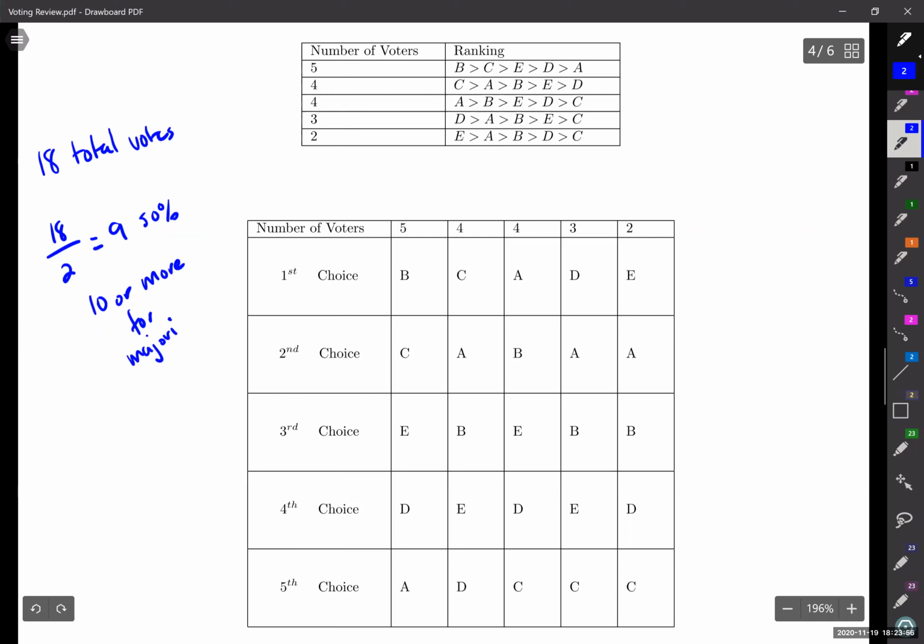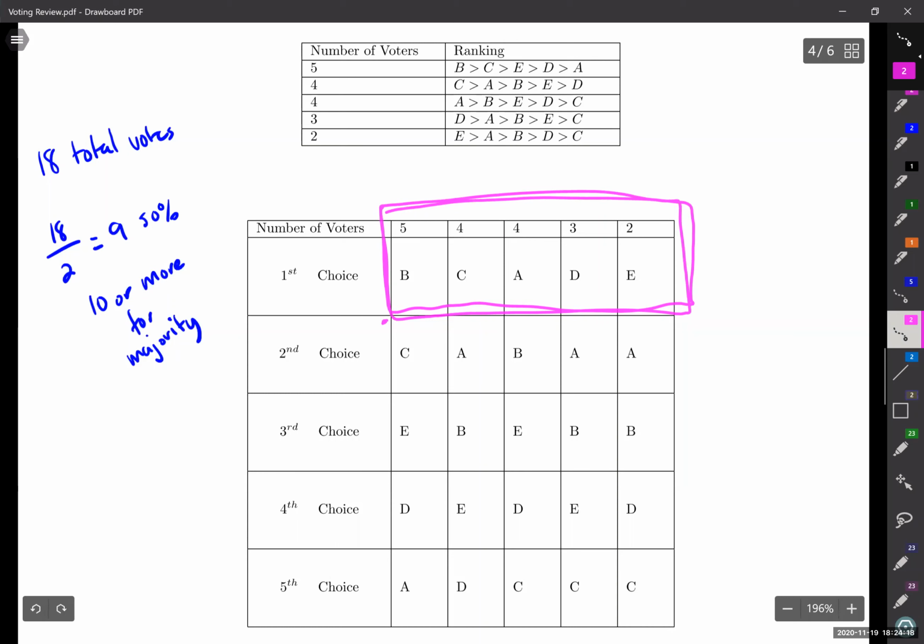And if we look through the first place votes, we will see that nobody secured 10 votes or more. The most anybody secured was 5. So the Hare method says whoever had the least number of votes of the first place, you've got to exclude them. So look at here and let's type the letter in the chat. Who do you think got the least first place votes? What letter should we eliminate?